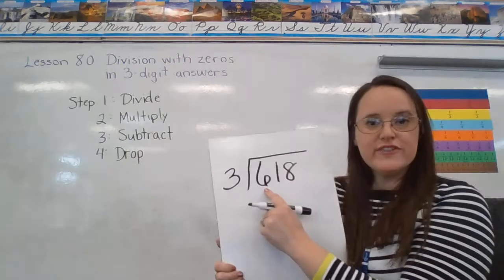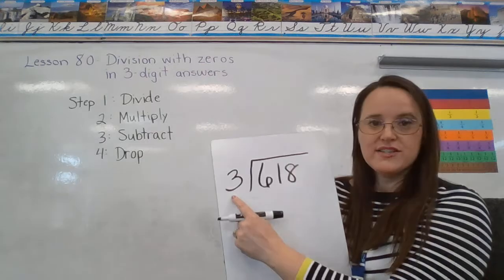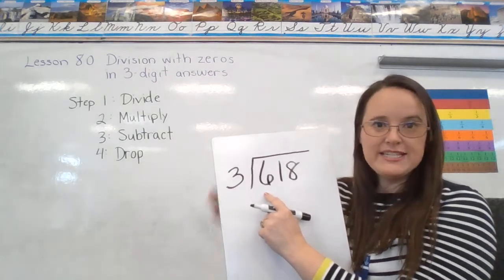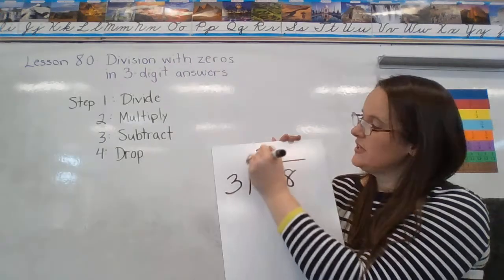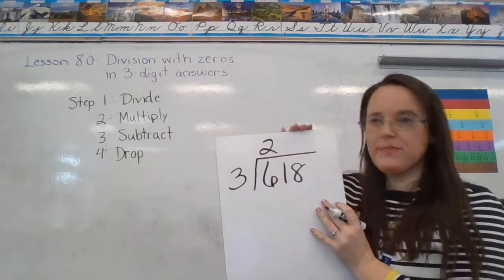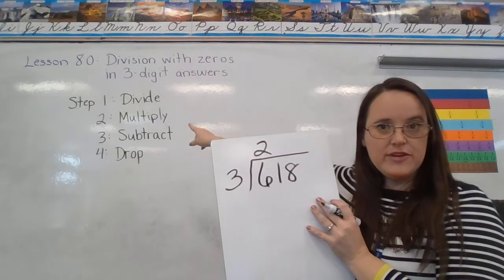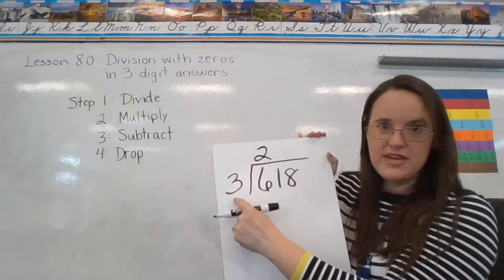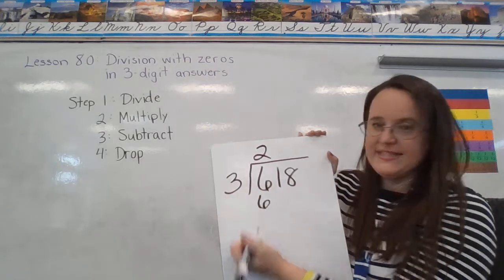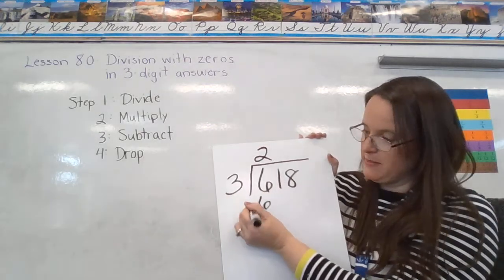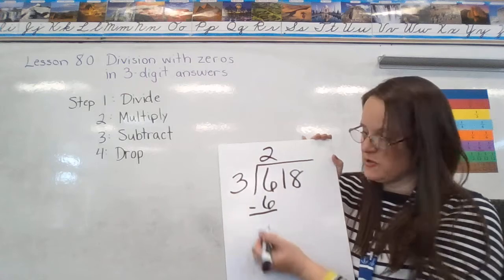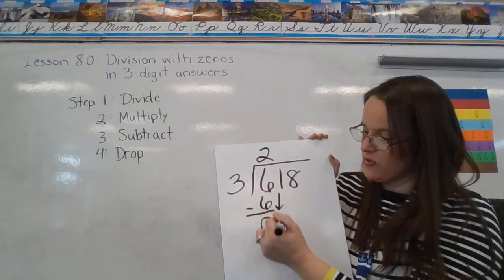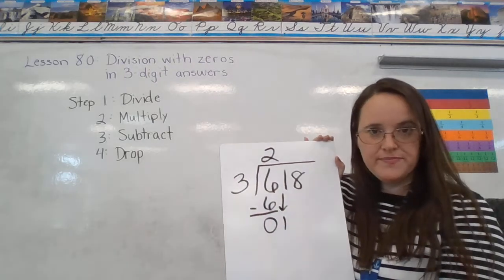So we look at our first digit and we say, does 3 go into 6? Yes. How many times? 2. And we write that answer up there. That was step 1, divide. Now we go step 2. We're going to multiply. 2 times 3 is 6. Now we're on to step 3, subtract. So we subtract there, we get nothing. And now we say drop, and I drop my 1.